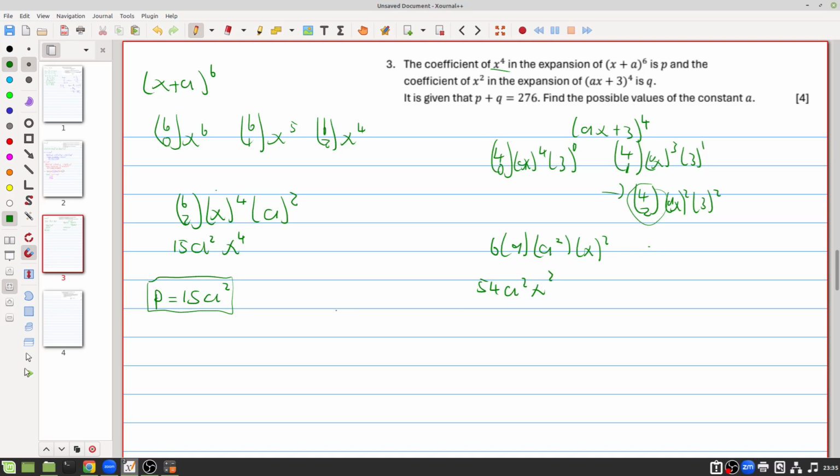So we know that is equal to q. So q equals 54a squared. Okay, very good. Now we're told that p plus q equals 276. So p plus q equals 276. Okay, so 15a squared plus 54a squared is 69a squared equals 276.